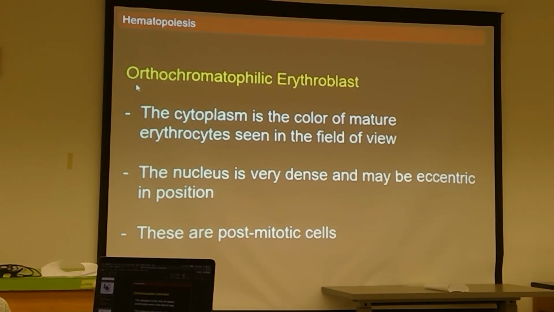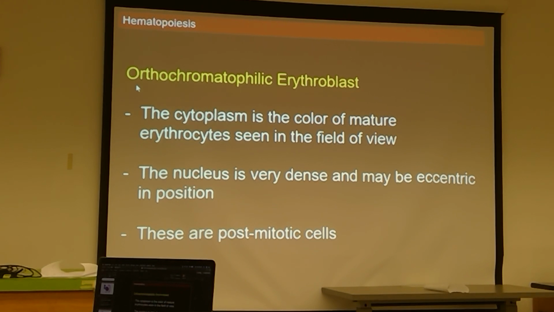The next one is called an orthochromatophilic erythroblast. At this point, it's also called a normoblast because it's starting to look like a normal red blood cell, except it has a nucleus. So at this point, the nucleus gets really small and dense. Usually you'll see the nucleus more eccentrically located because we're getting ready to spit it out.